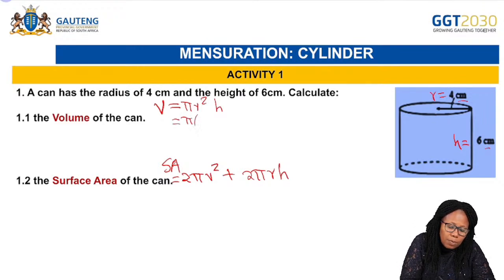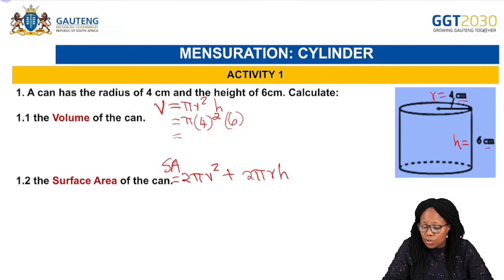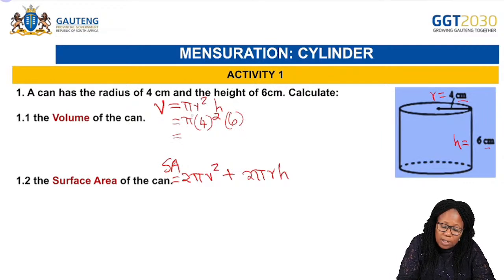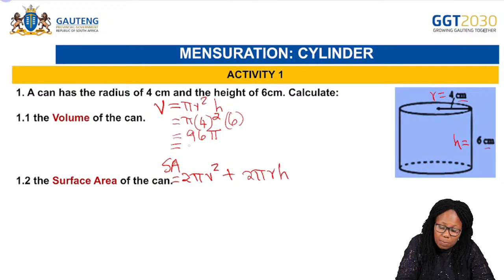We have pi. What is the radius? It is 4 centimeters. But remember, this is squared. And then what is the height of a container? This is equal to 6. And then you just put everything into your calculator. If it is in terms of pi, it will be 96 pi. I hope we are still together. And then if you are rounding off to 2 decimal places, this will be 301,59 in cubic centimeters, because we are looking at the volume.